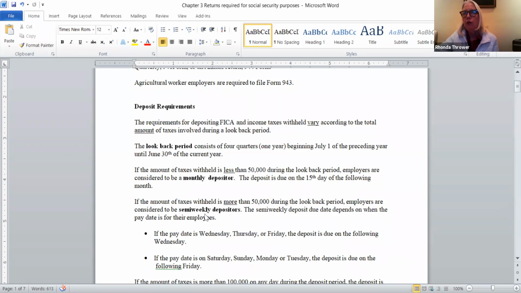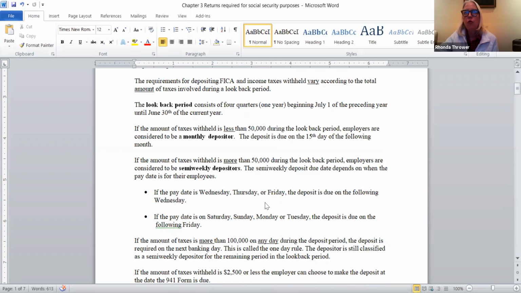So if you are a semi-weekly depositor, you have withheld FICA taxes and income taxes that are more than $50,000 during the look-back period, then you have to determine when your pay date is, and that pay date will determine when your deposit is due. If it's Wednesday, Thursday, or Friday that your pay date is on, the deposit is going to be due on the following Wednesday. If the pay date is Saturday, Sunday, Monday, or Tuesday, the deposit is due on the following Friday.